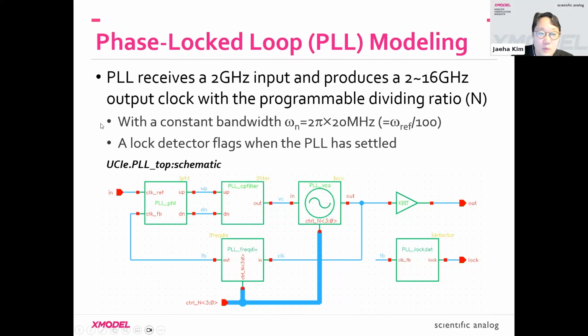But two unique requirements when it comes to UCIe are, first, this PLL has to support multiple multiplication factors to support the multiple data rates. And for all those output frequencies, we like to maintain a constant bandwidth. Why? Because we have a fixed reference frequency coming in.